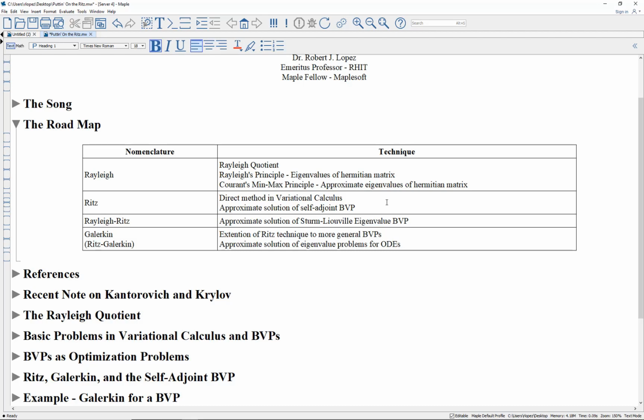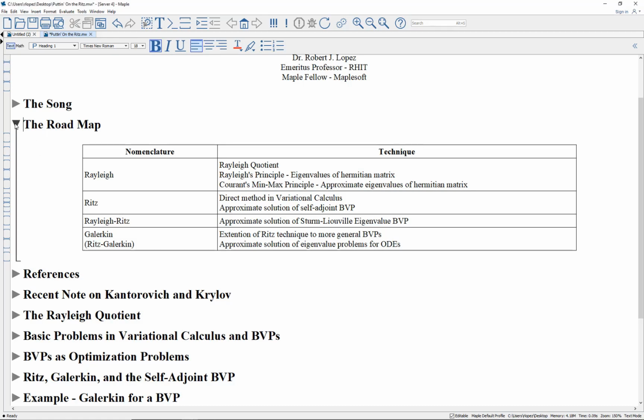Rayleigh-Ritz, approximate solution of Sturm-Liouville eigenvalue boundary value problems. So you can see the mix of what Rayleigh contributed and what Ritz contributed. Galerkin, extension of the Ritz technique to more general boundary value problems. And also you can use it to approximate solutions of eigenvalue problems for ODEs.